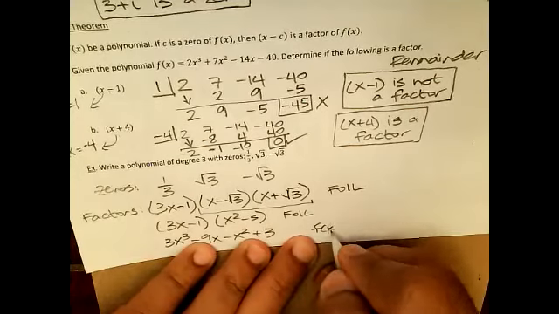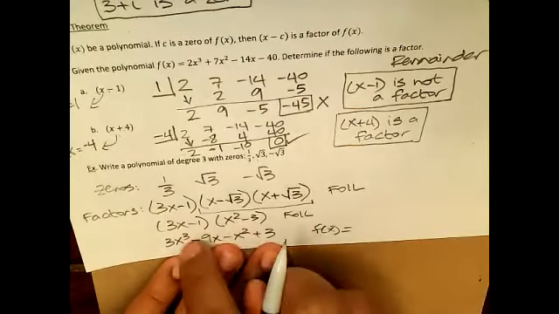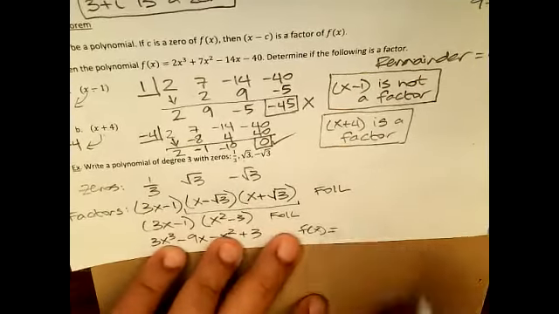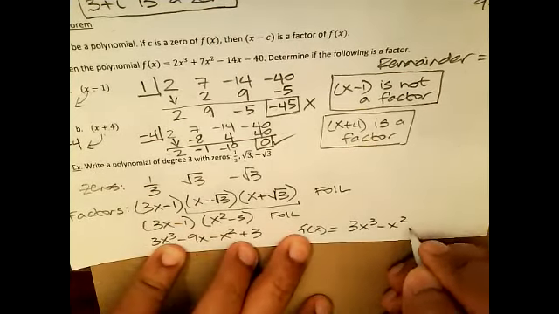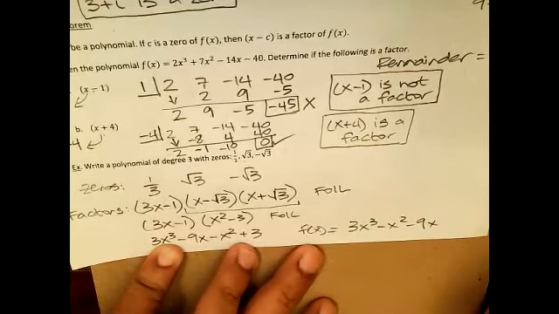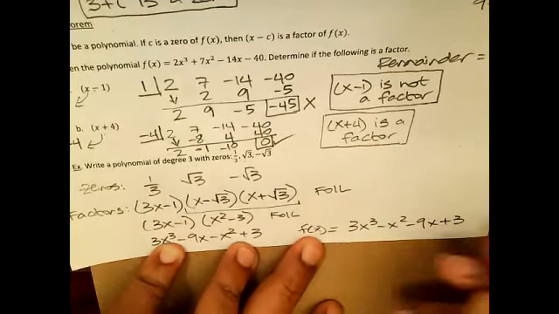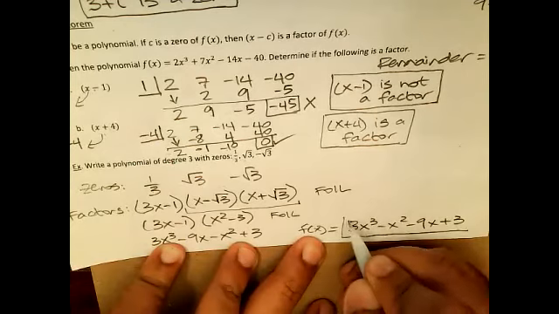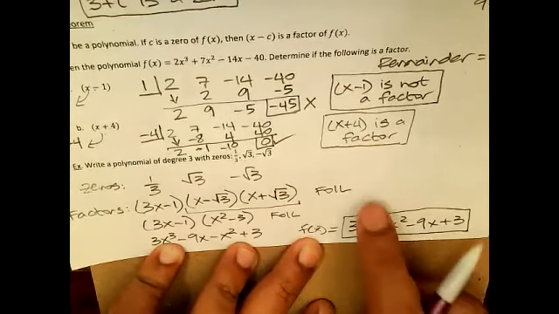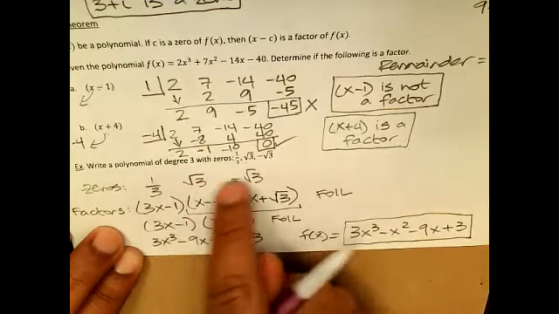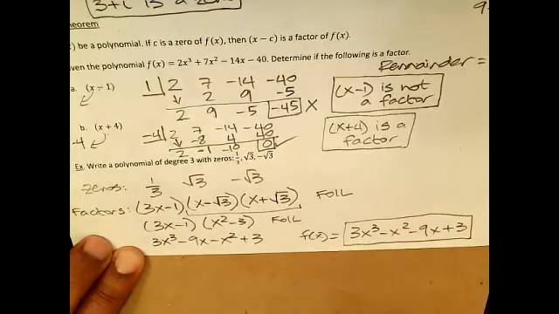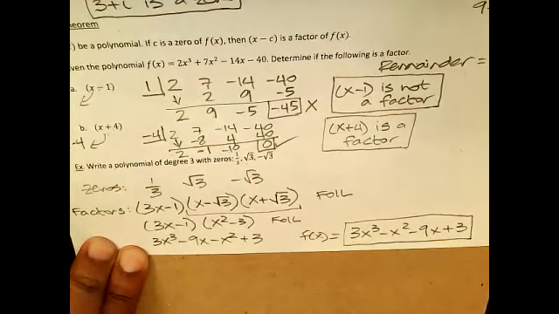But what I'm going to do is just rewrite it to where I put it in order. So my polynomial function here is going to be 3x cubed minus x squared minus 9x plus 3. This is what the original polynomial was, where these are the zeros for this polynomial. And that's the end of this section.